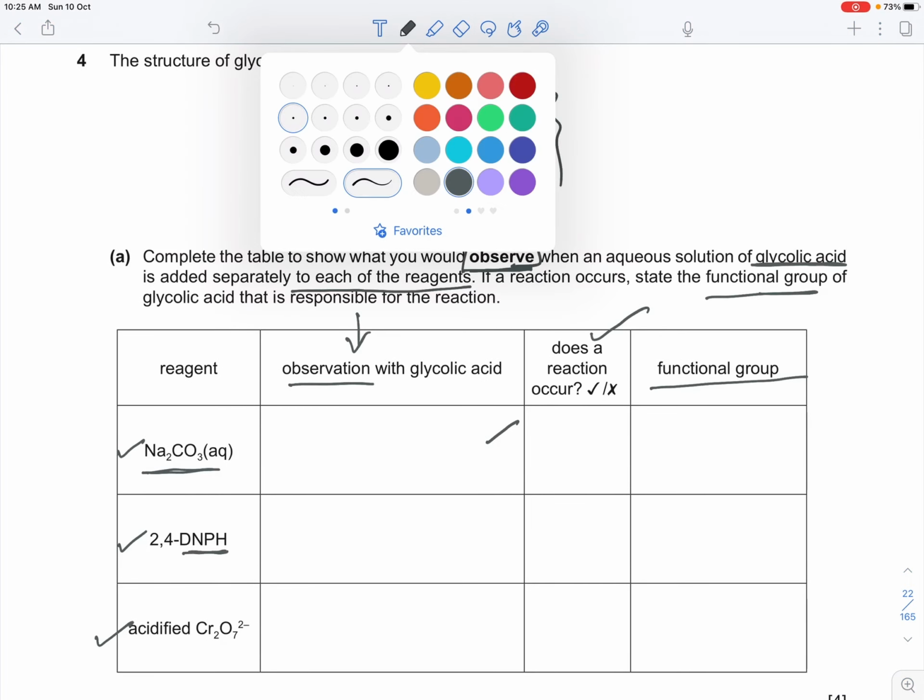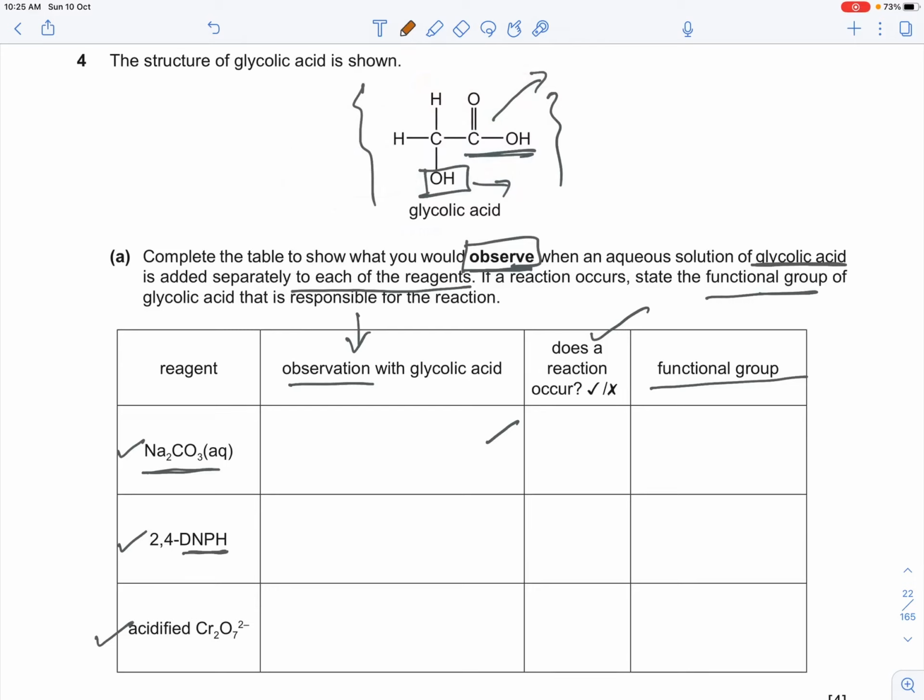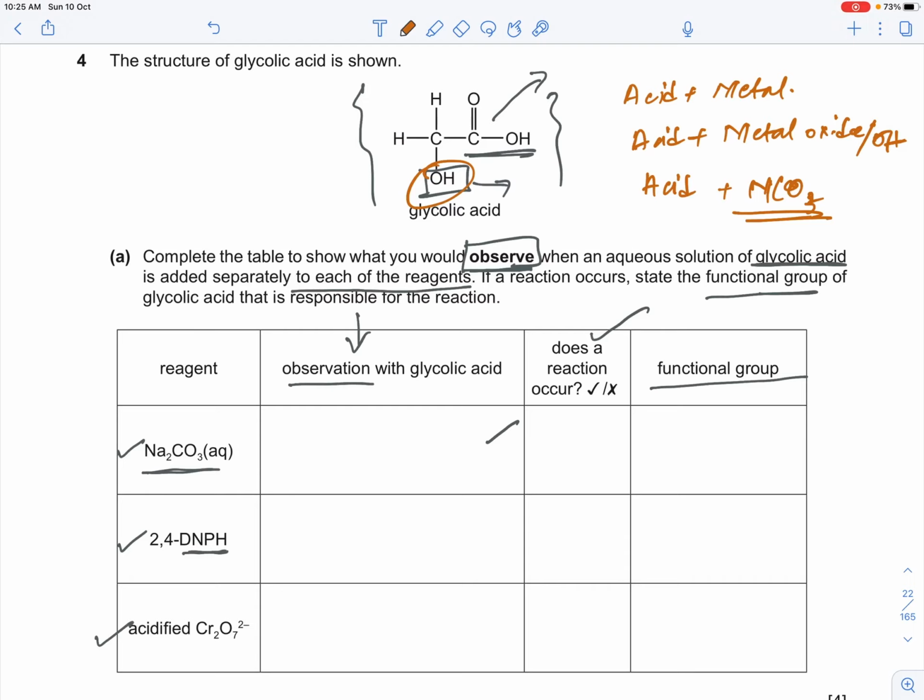carbonate reacts with acids. You know that acids can react with metals, acids can react with metal oxides or hydroxides, and acids can react with metal carbonates, right? The OH group, on the other hand, cannot react with metal carbonates. Although it is very slightly acidic, it can only react with strong or active metals.